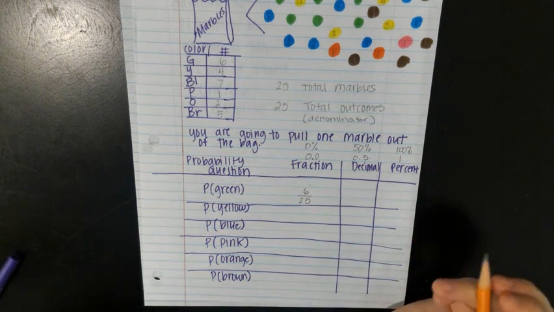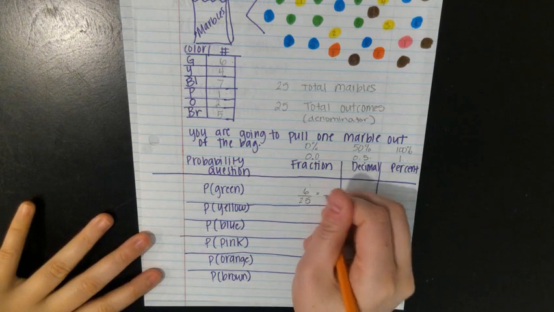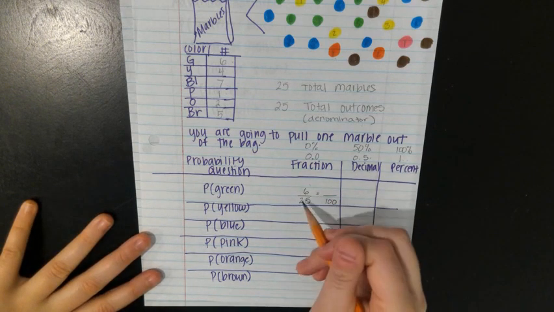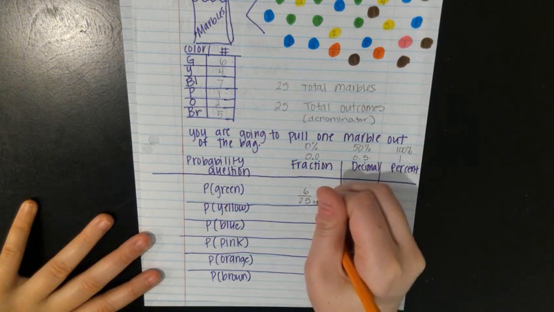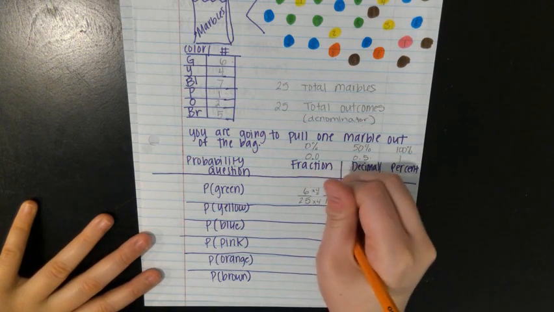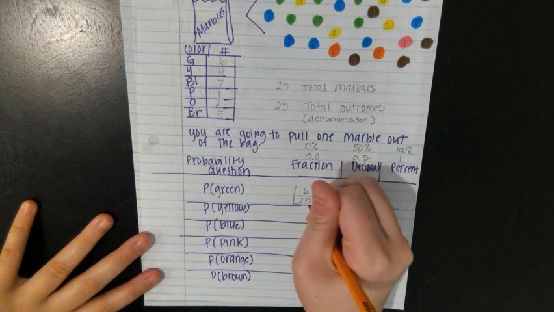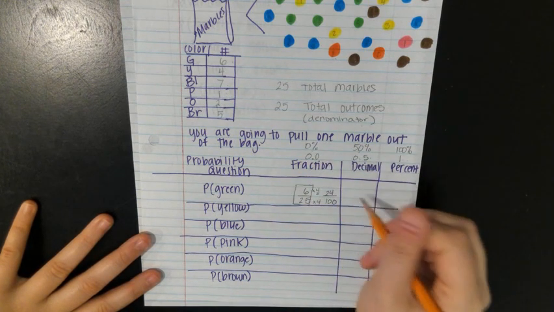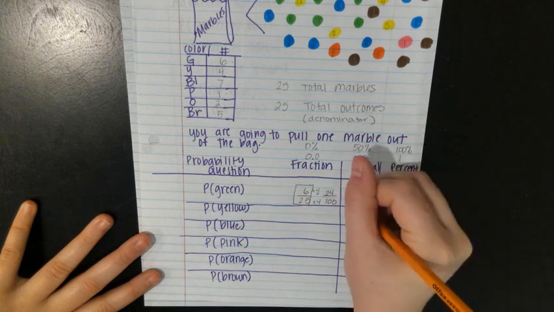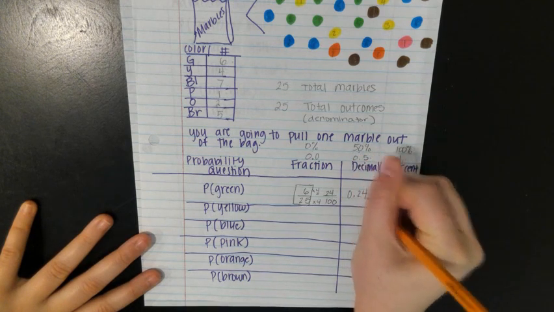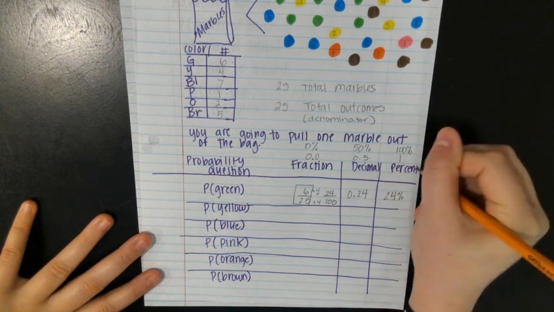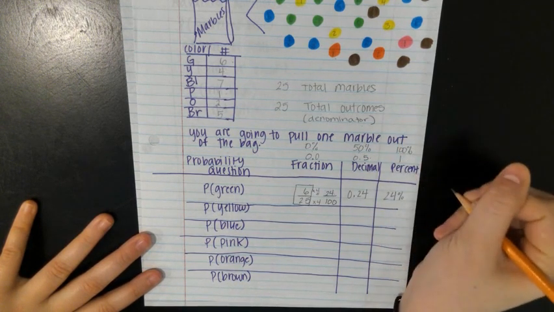However, we want to change it to a percent and a decimal. And to do that, we always make a number out of 100, because percent whole is 100. So 25 times what makes 100? That's 4. So 6 times 4 is 24. Remember, this is the probability fraction. This is just an equivalent fraction out of 100 for the percent and the decimal. So 24 out of 100, you can write it as 0.24. And then the number out of 100 is 24. So that is our percent, because percent is a number out of 100.